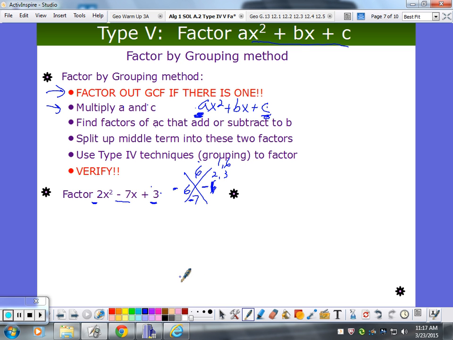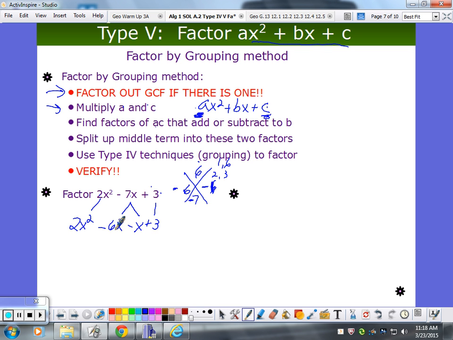Now here's what you do with it. Watch carefully. You're going to split up the middle term because we are unfoiling. I want the outside and the inside. So watch what happens. 2x squared stays. What am I splitting it up into? These two things: minus 6x minus that 1x. And then plus the 3 stays the same. What is minus 6x minus x? Minus 7x, right? I am reverse foiling. I'm looking for the outside and the inside.